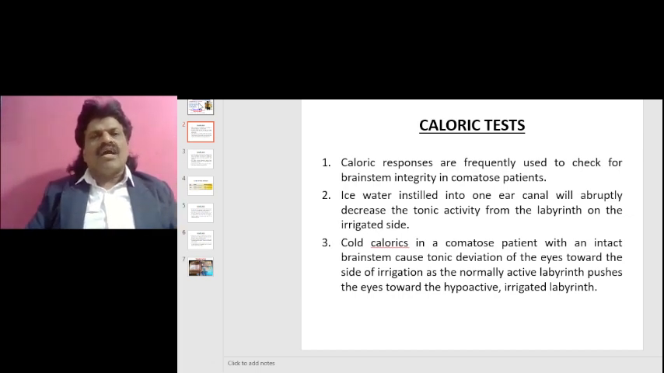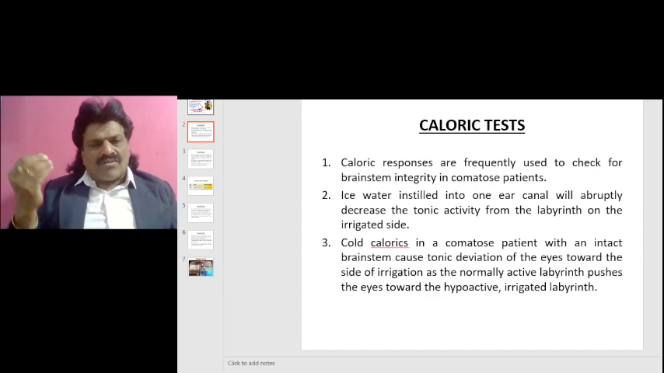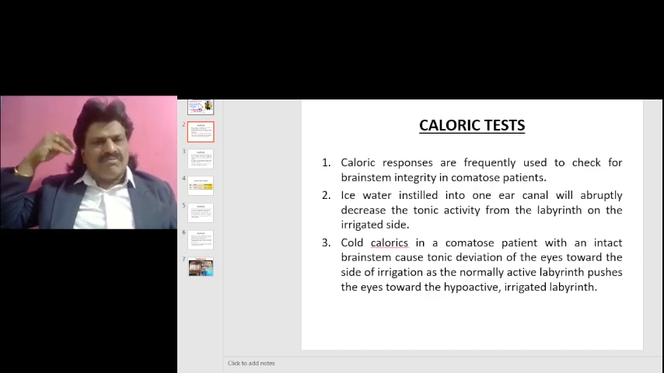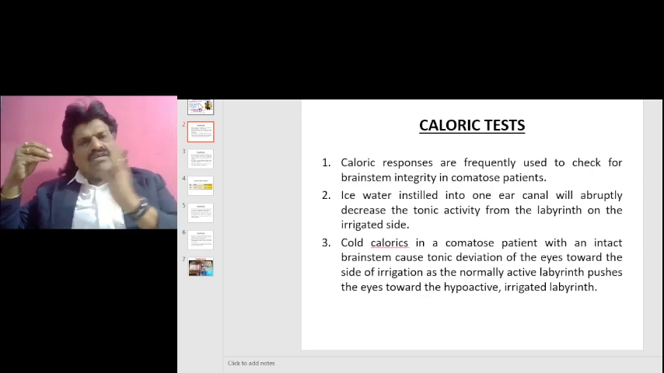This is the acronym COWS, C-O-W-S. So when we put cold water, nystagmus is on the opposite side. When we put warm water, the nystagmus is on the same side. The explanation is that when you put warm water, you are stimulating the labyrinth, eyes will go to the opposite side, but the cortex will try to push the eyes towards this side.